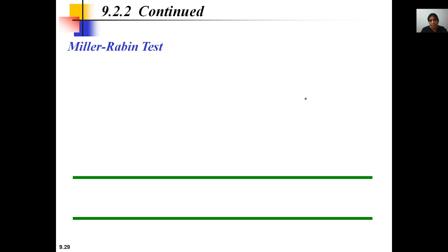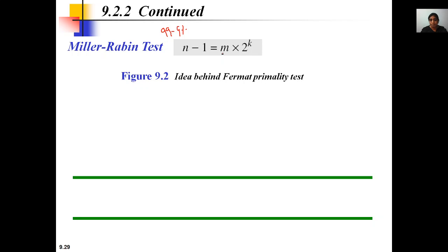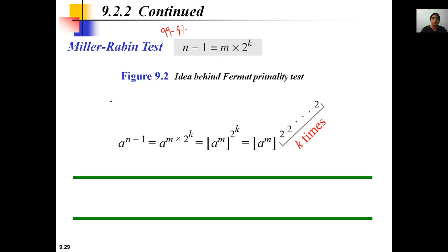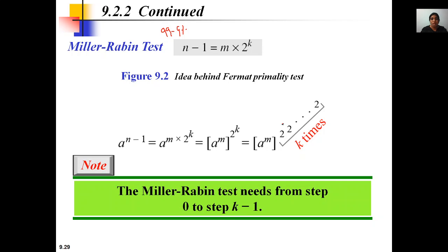This Miller-Rabin test has 99.9% accuracy in finding out whether a number is prime or not. It uses an equation like n minus 1 is equal to m into 2 power k. The idea behind it is that we are going to find out the values k times, that is, 2 power k. We are going to apply the test for k number of times.